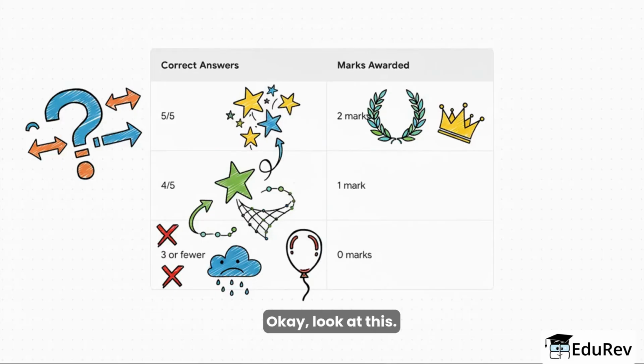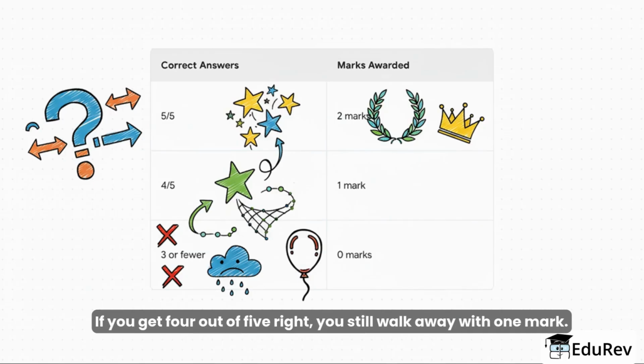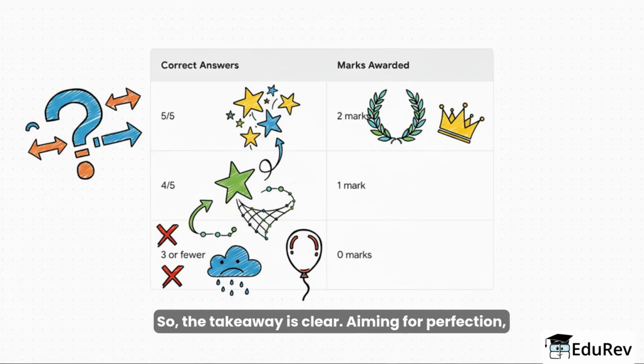Okay, look at this. This is why these questions are so important. To get the full 2 marks, you've got to be perfect. 5 for 5. But here's the good news. There's a bit of a safety net. If you get 4 out of 5 right, you still walk away with 1 mark. But get 3 or less, and you get a big fat 0. So the takeaway is clear. Aiming for perfection, or at least near perfection, really pays off.